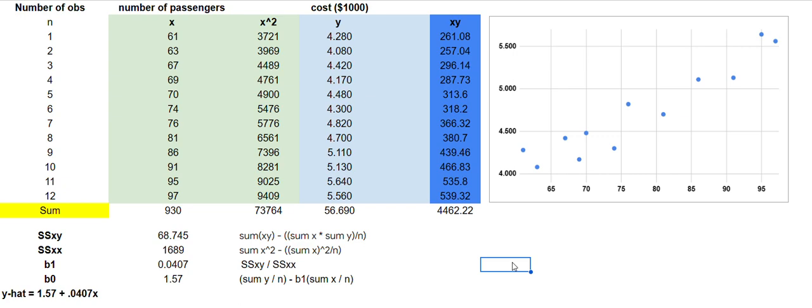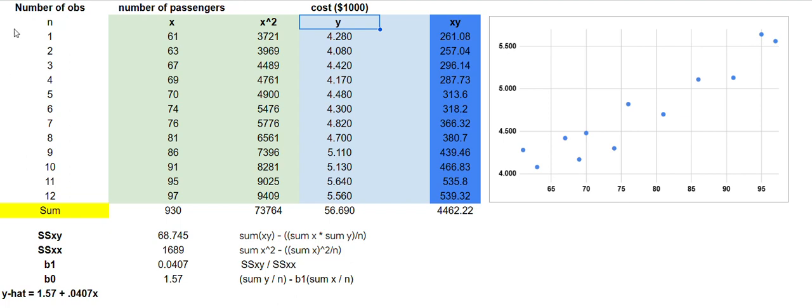So in this video, we're gonna solve for B1 and B0. Like we have done many times in class, we start by organizing our table and the data we have. Start with N, in this case we have 12. Then X is the number of passengers, which is our independent variable. Y is the cost, which is our dependent variable, and it's also in thousands.